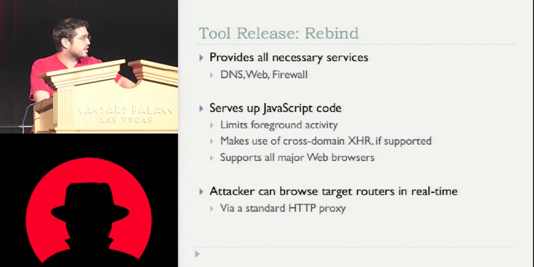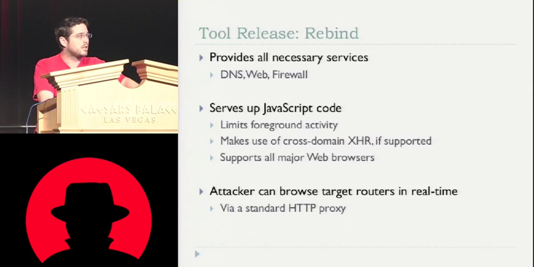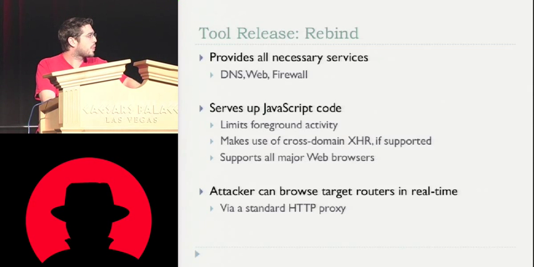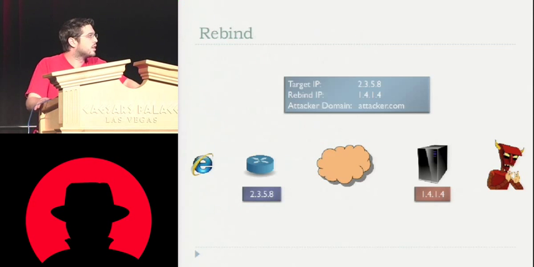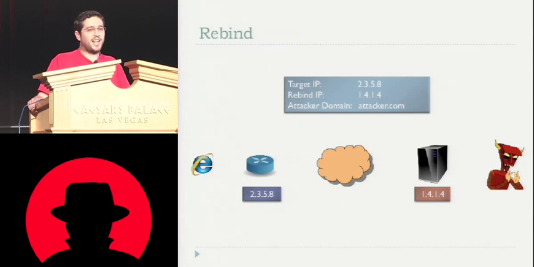I tried to make the JavaScript as quiet as possible, so it supports cross-domain XML HTTP requests for exfiltrating data, if that's supported in the browser. IE 8 and Firefox 3.5 and later support those. And I've tested it in all major browsers, and it works. It's quite nice. So here's how Rebind works. I love the robot devil.